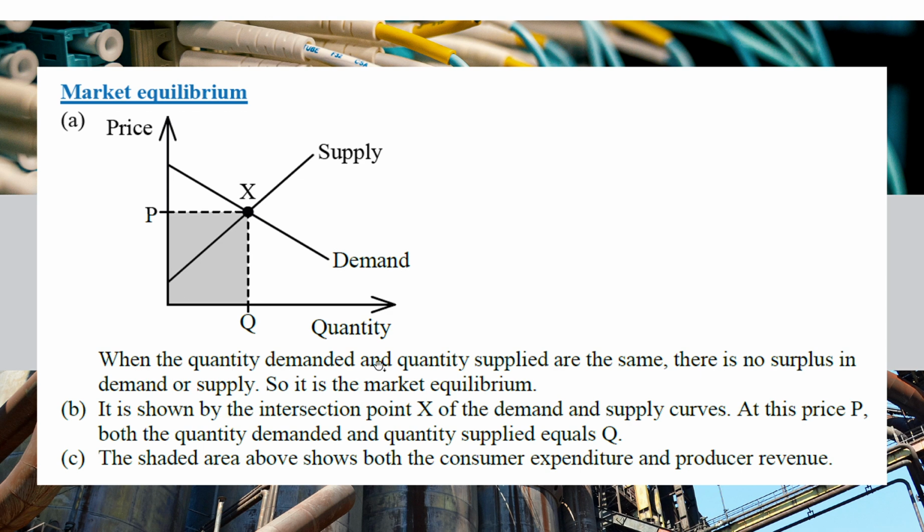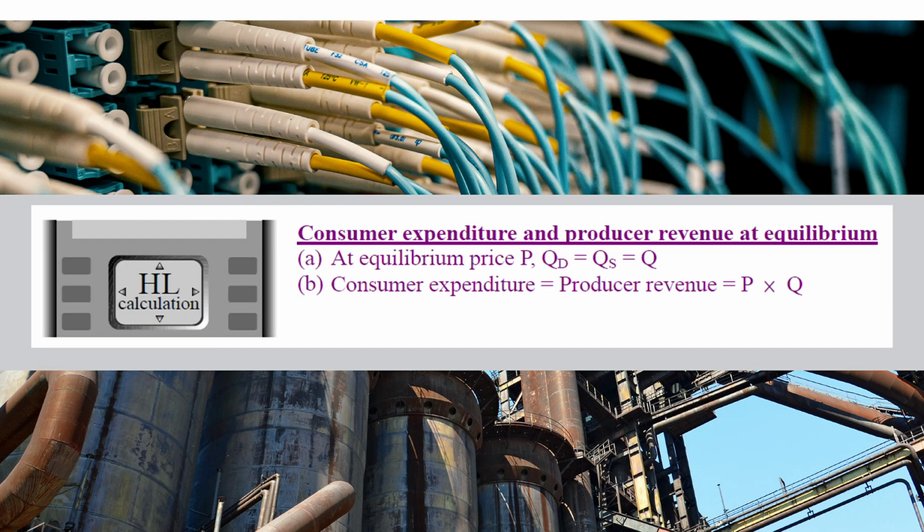So when the quantity demanded and quantity supplied are the same, no surplus, equilibrium is shown by the intersection point X of the demand and supply curves. At this price P, both the quantity demanded and quantity supplied equal Q. And the shaded area shows the consumer expenditure and the producer revenue. So it's a special term for the money the consumer paid; you call it expenditure. And also a special term for the money the producer got; we call it revenue. Don't mix them up. Consumer expenditure, producer revenue.